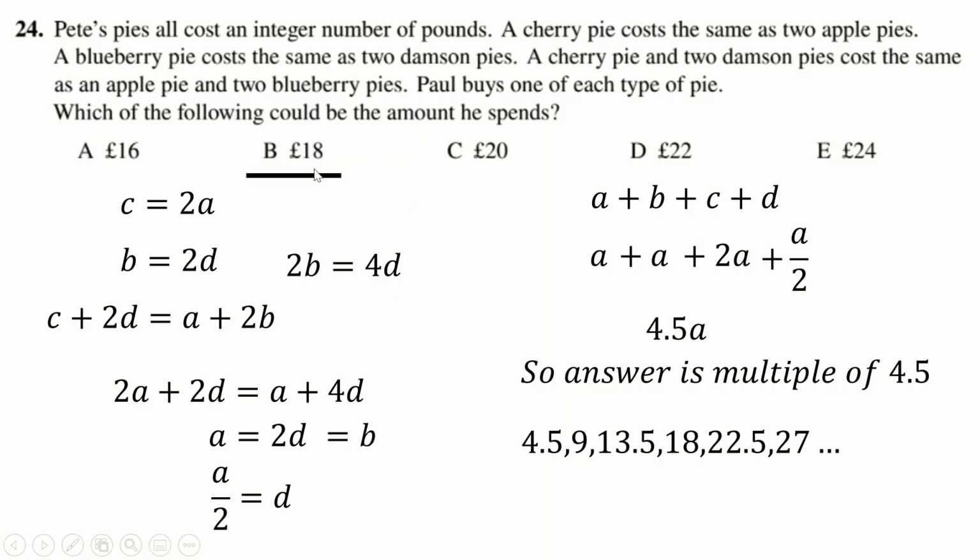You could have also just done trial and error, right? You could have just labeled a cherry pie as £1. So therefore, an apple pie is 50p, but that can't work because they're all integers. So cherry pie £2, apple pie £1, and then follow the logic, see what they add up to. It will be too low, so then you maybe try cherry pie at £4, which makes apples £2, and that in fact actually works. So some quick trial and error would have got this question done, I think.